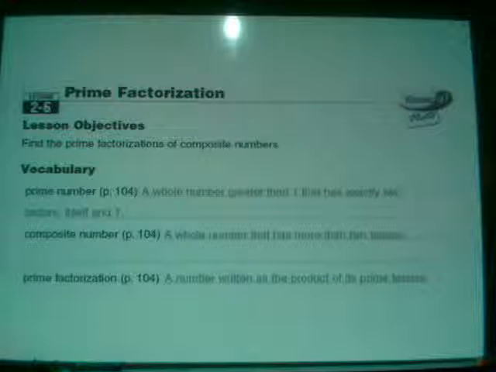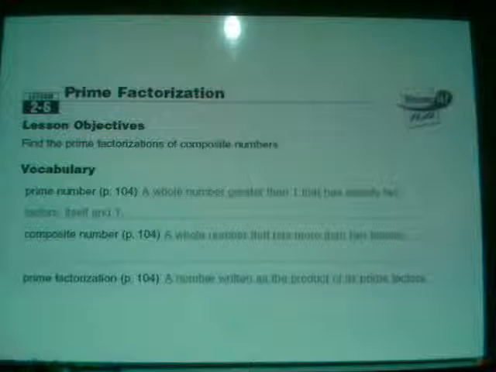This is a video presentation of Chapter 2, Section 6 in the 7th grade textbook entitled Prime Factorization. And our objective here today is to find the prime factorizations of composite numbers. So, we're kind of in a new unit of study here, so let's give it a little bit of an introduction here beyond the objective.